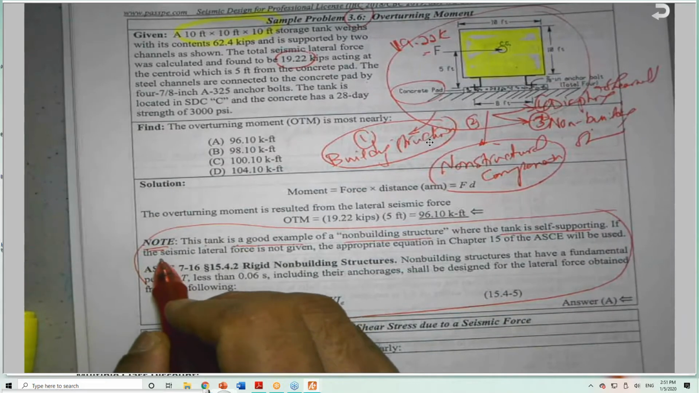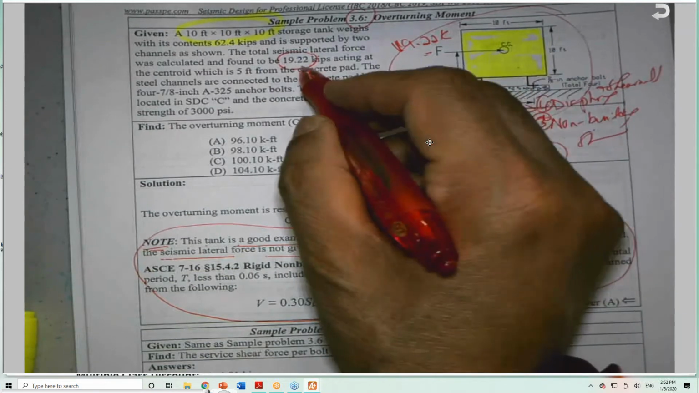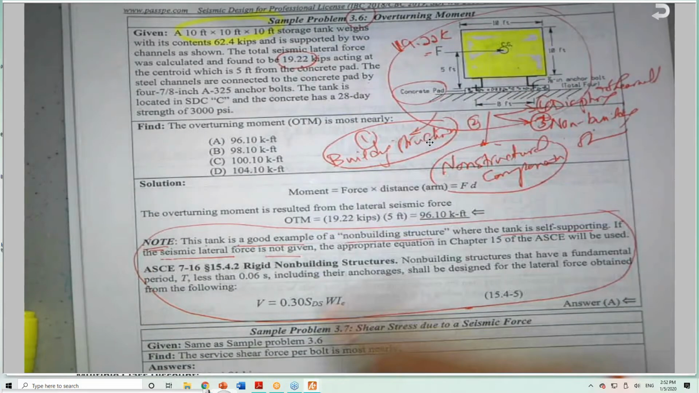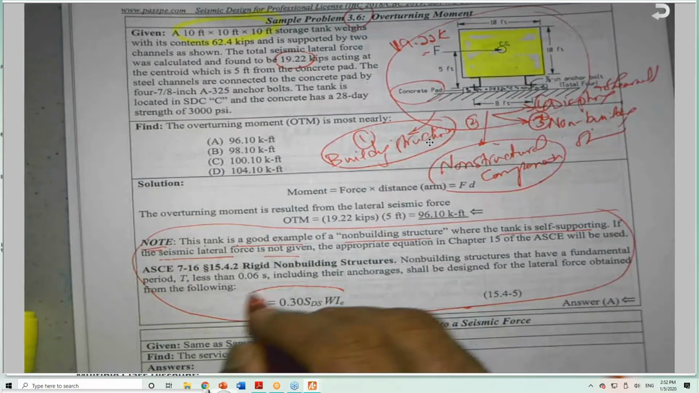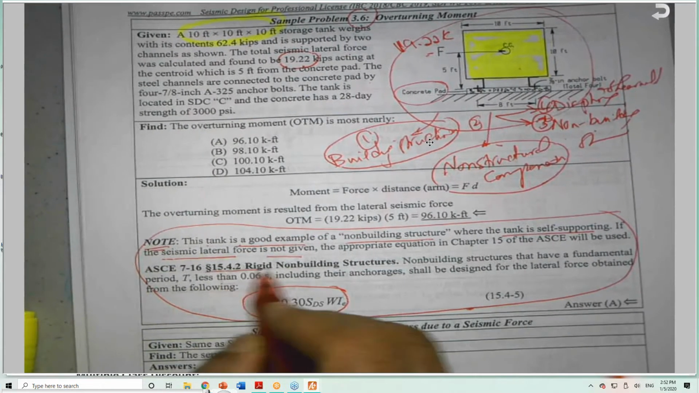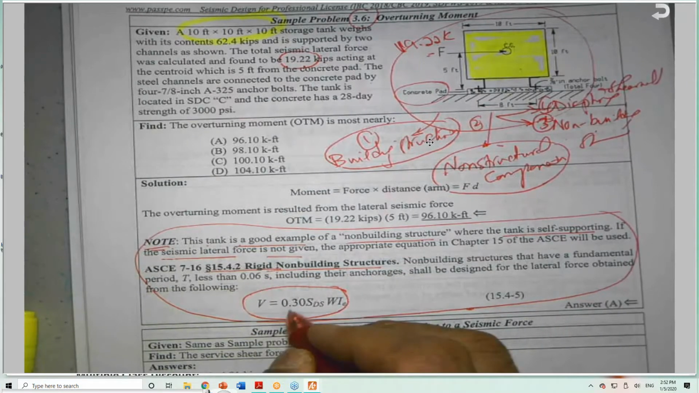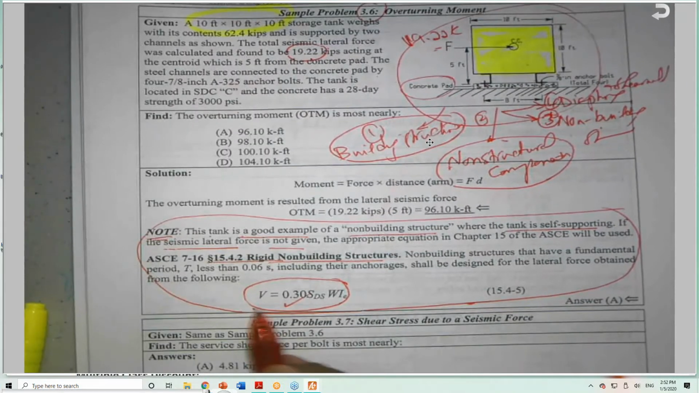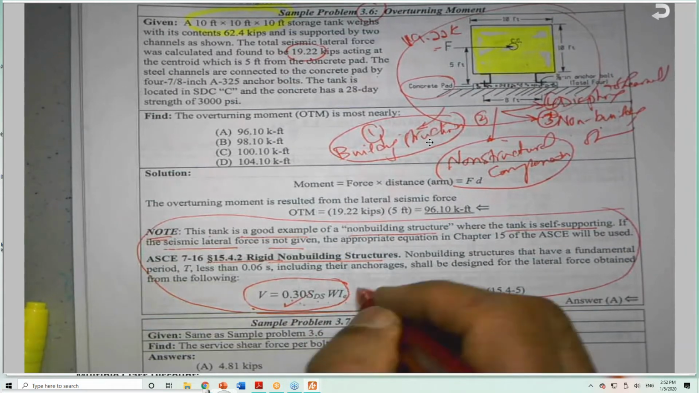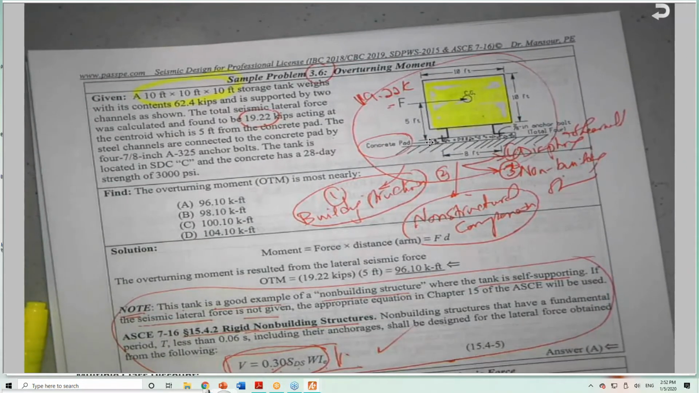If the seismic lateral force is not given, if this 19.22 is not given, how can we determine that? They give us an equation, and we'll cover this in chapter 8 of my book. This is chapter 15, under rigid non-building structures. And this is the equation, by the way: V is equal to 0.3 SDS times W times IE. And we'll know what these parameters are, but just to prepare you for what a non-building structure is, this is a good example.